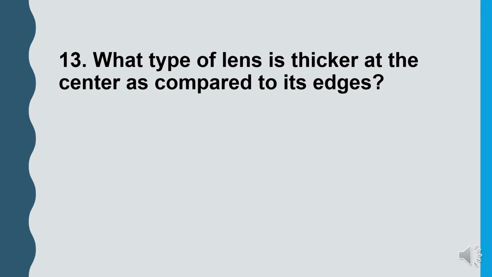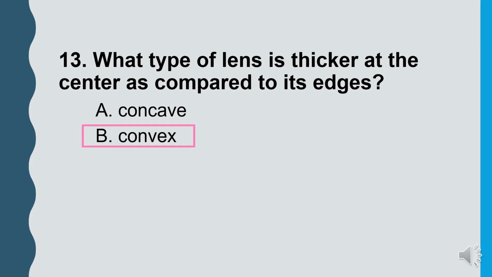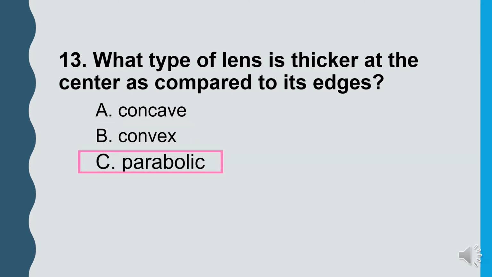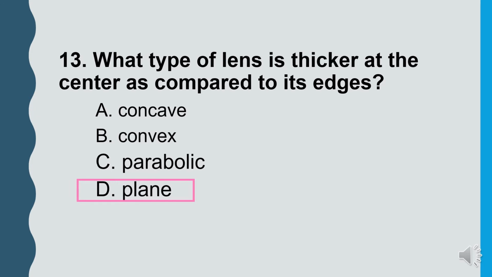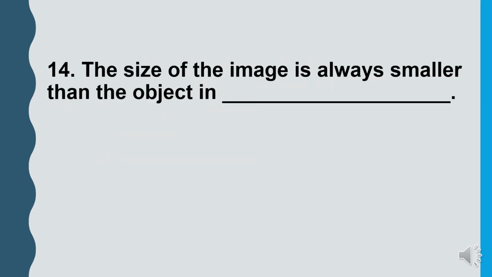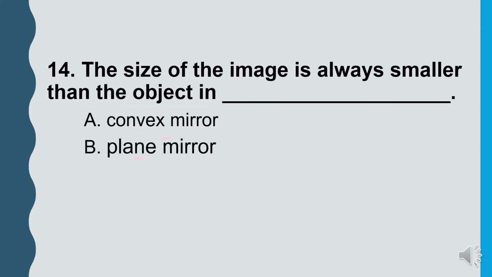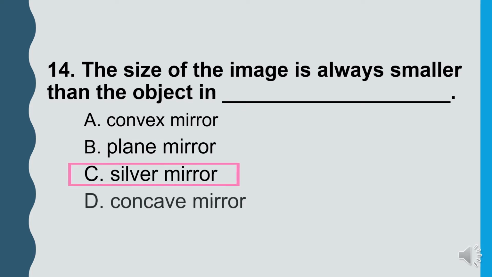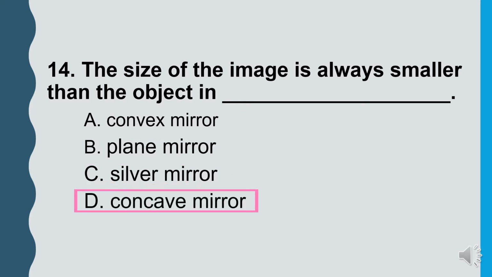13. What type of lens is thicker at the center as compared to its edges? A. Concave. B. Convex. C. Parabolic. D. Plane. 14. The size of the image is always smaller than the object in blank. A. Convex mirror. B. Plane mirror. C. Silver mirror. D. Concave mirror.